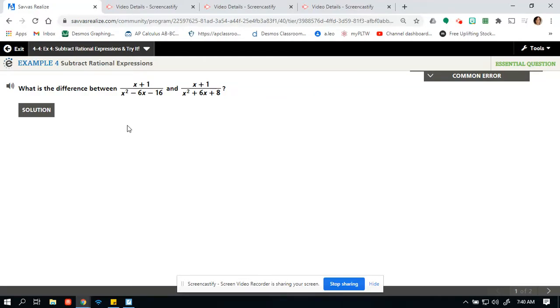Everybody. In this video, we're going to continue looking at enVision Algebra 2, Lesson 4. We're looking at example 4 here, and we're looking at subtraction, which is the same as addition, except there's one little key difference, and that's you have to distribute that -1 from the subtraction onto the polynomial that it's being subtracted. So let's grab this.